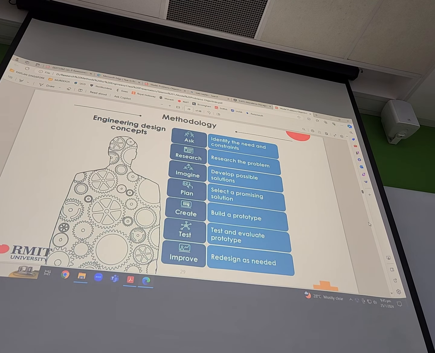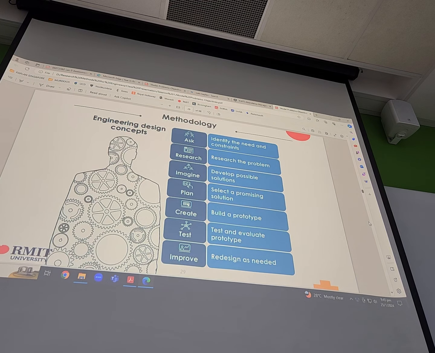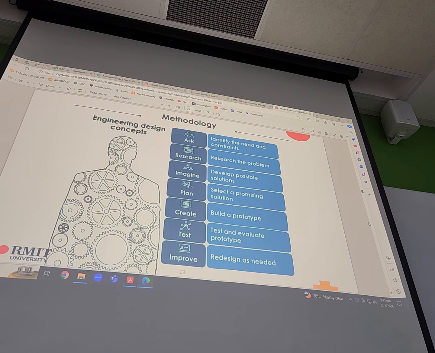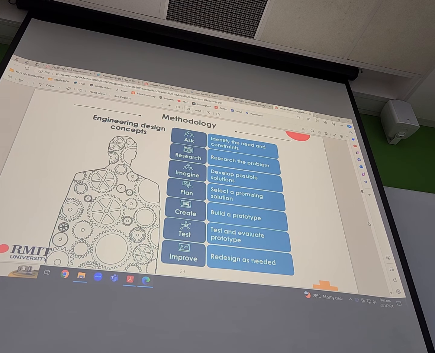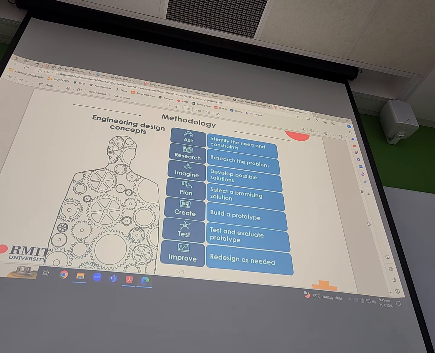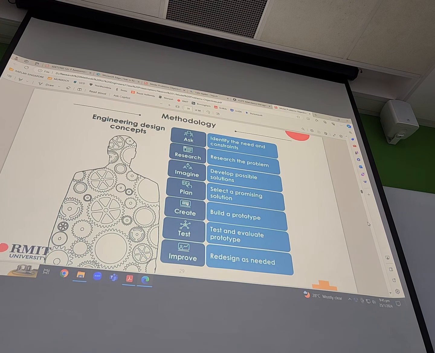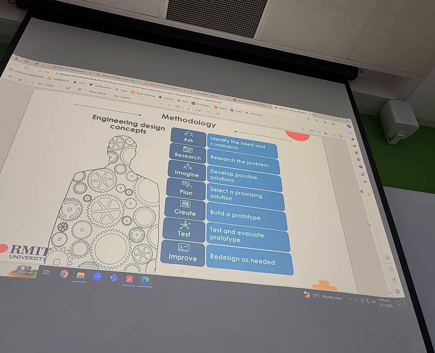Okay, identify the need and constraints. How can you do that? By conducting a survey. How? By designing a questionnaire. With whom? The customers, people who are using this, most of the time the operators.